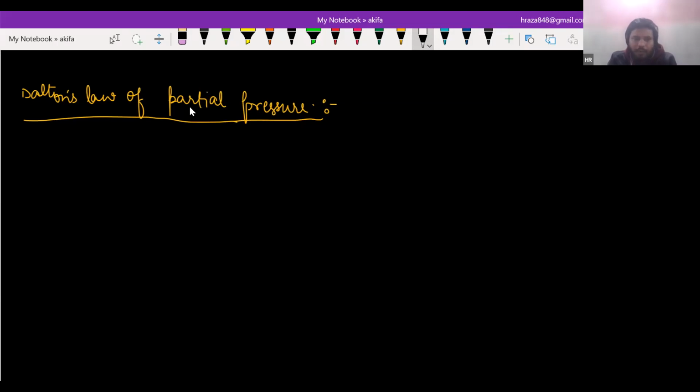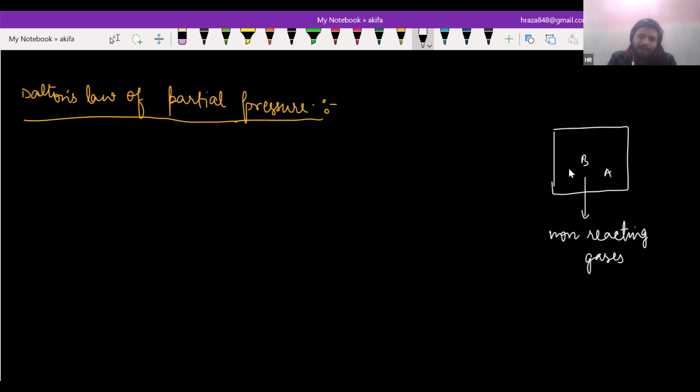Basically, first we are going to see what Dalton's law of partial pressure is. Dalton's law of partial pressure says that in a container, if there are non-reacting gases, the gases must be non-reacting. That means if there are some gases A, B, C, D, any number of gases, the first condition is that they should not react with each other.